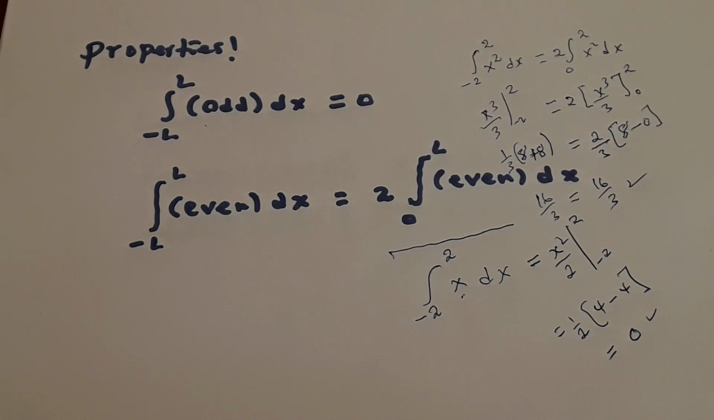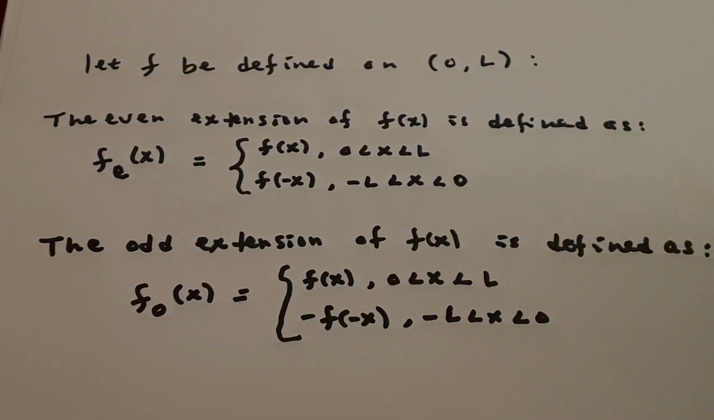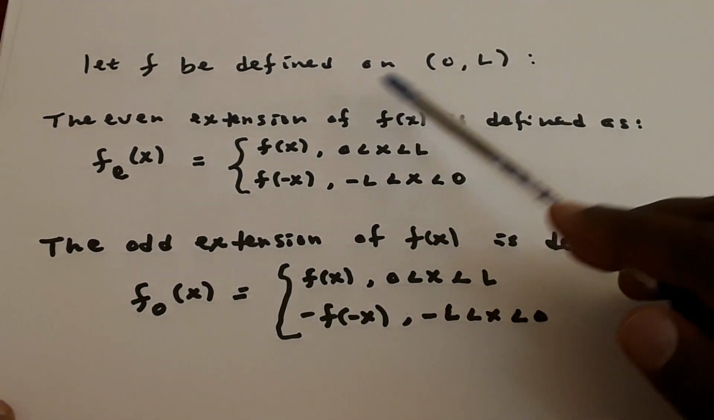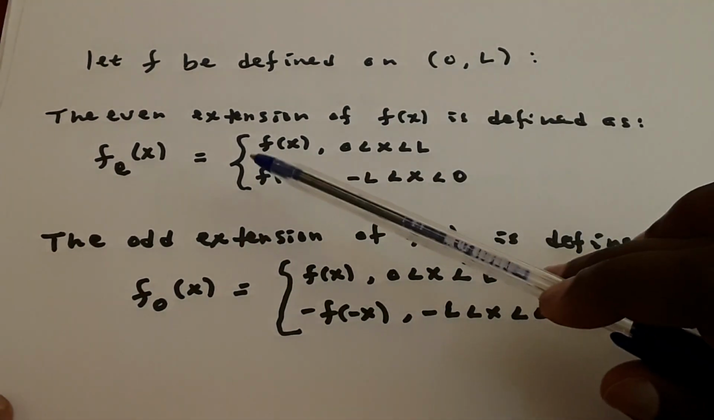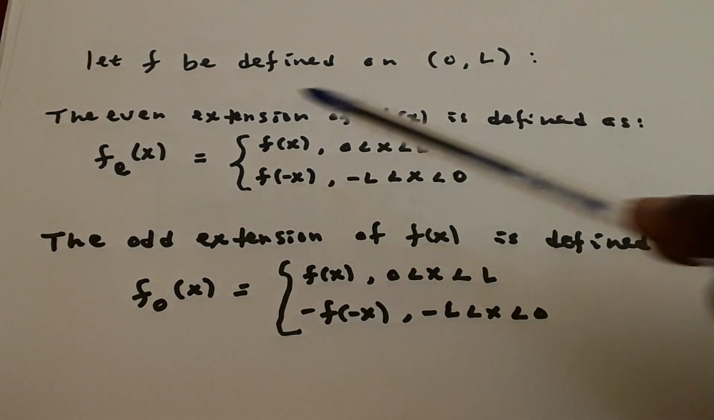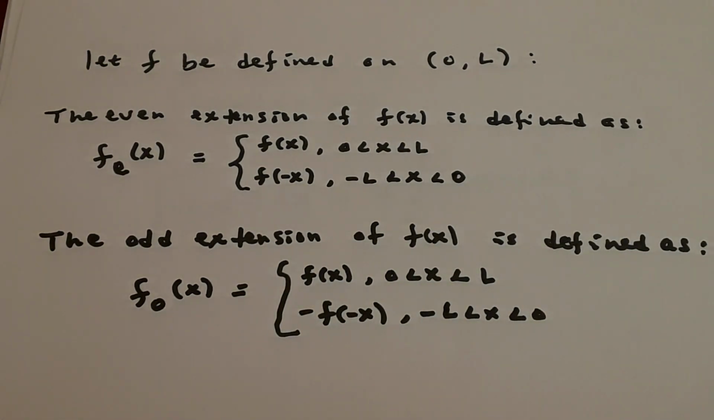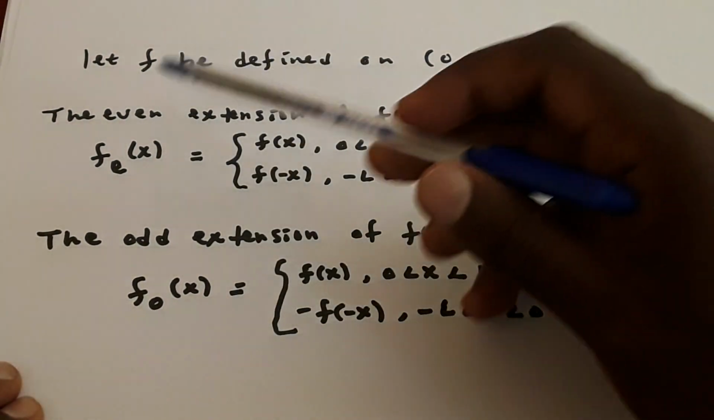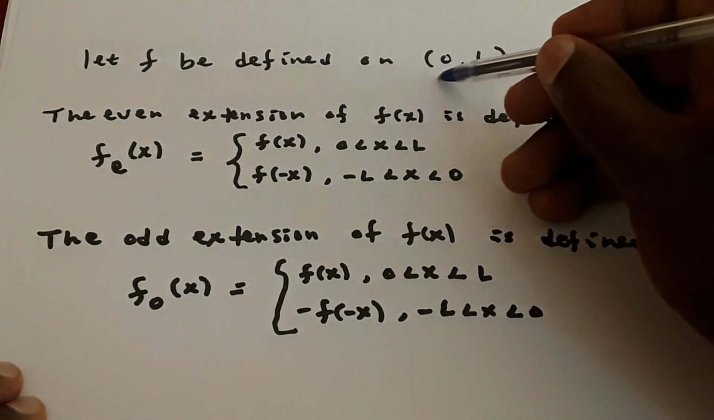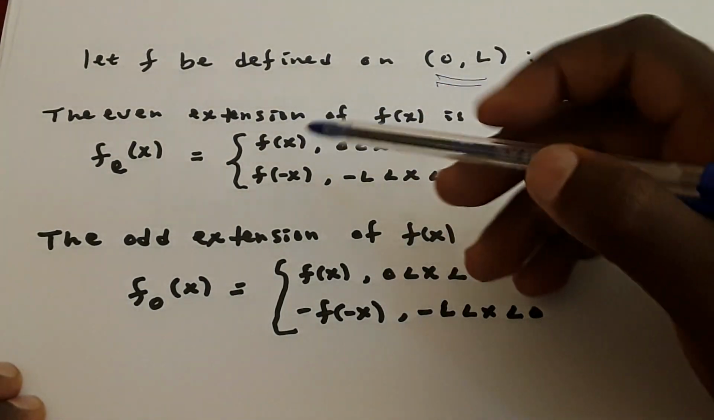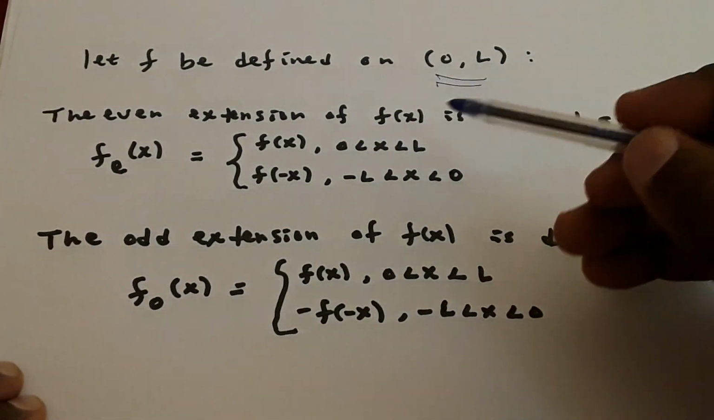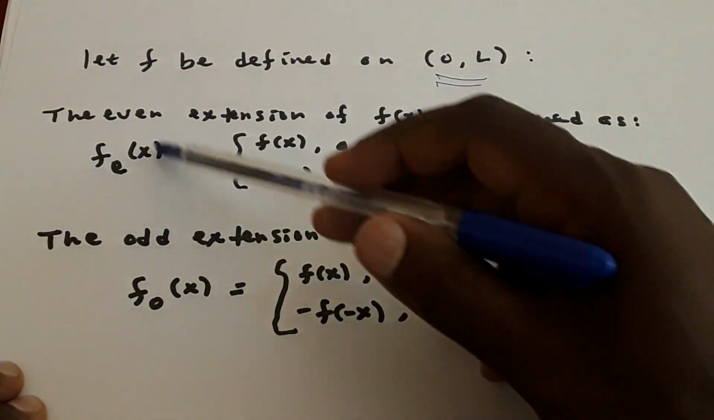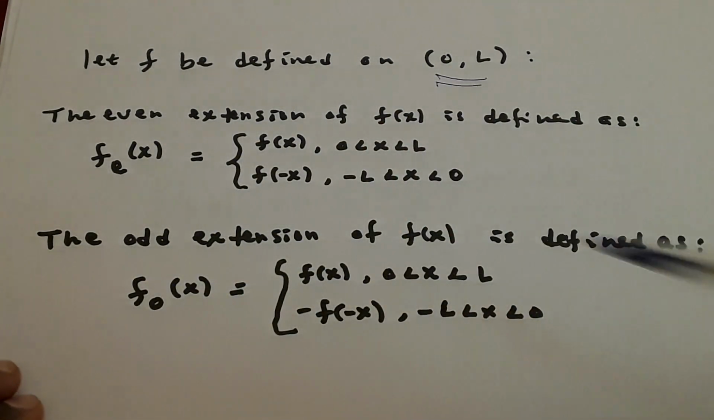Besides this, we have again a function to be extended. Let f be defined on [0, L]. Then the even extension of f of x is defined as here, fe. If f is defined on 0 to L, then it can be extended in only one way, either to the even extension or the odd extension.